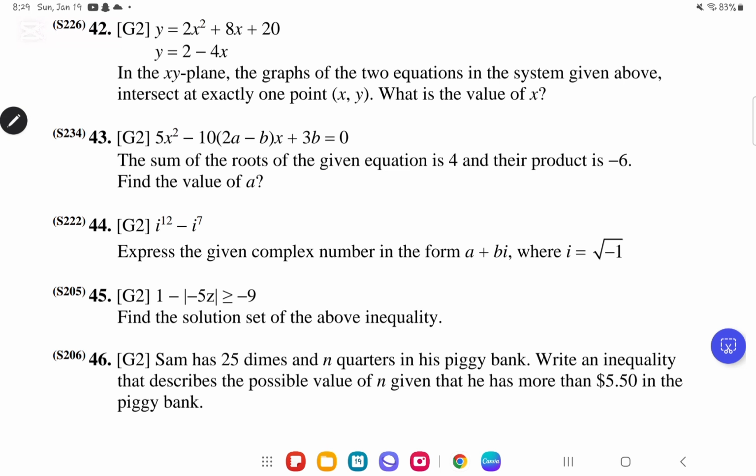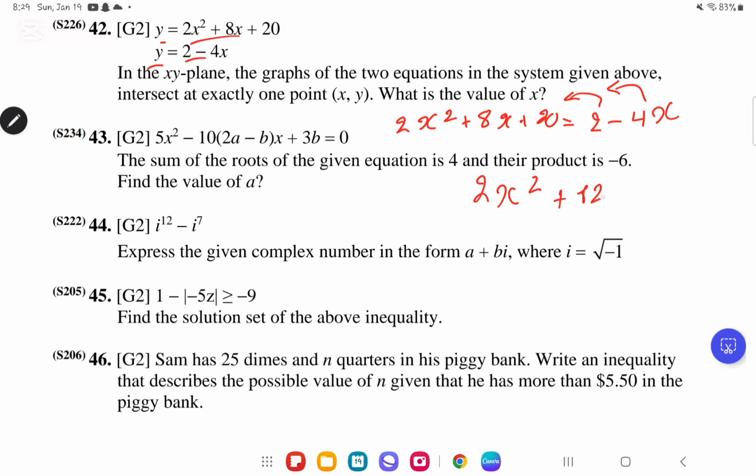Number 42, in the xy plane, the graphs of the two equations in the system given above intersect at exactly 1 point (x, y). What is the value of x? So very simply, we are given that y is equal to this and y is equal to this, so we make them equal to each other. So 2x squared plus 8x plus 20 is equal to 2 minus 4x. So if you move it to the other side, you are gonna get 2x squared plus 12x plus 18 is equal to 0. So you divide everything by 2, you get x squared plus 6x plus 9 is equal to 0.